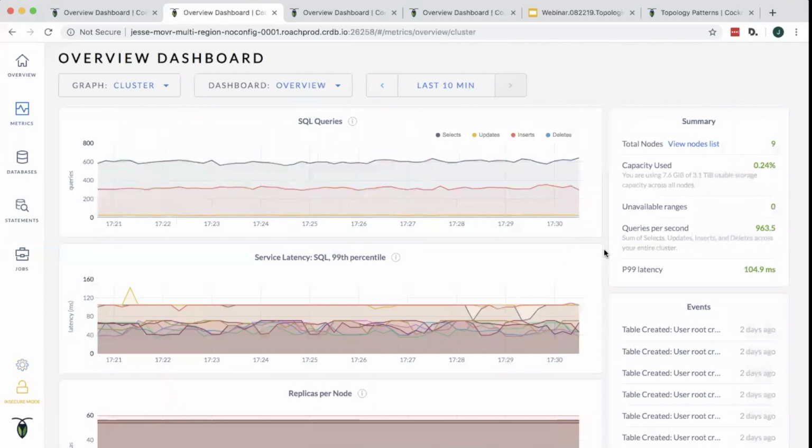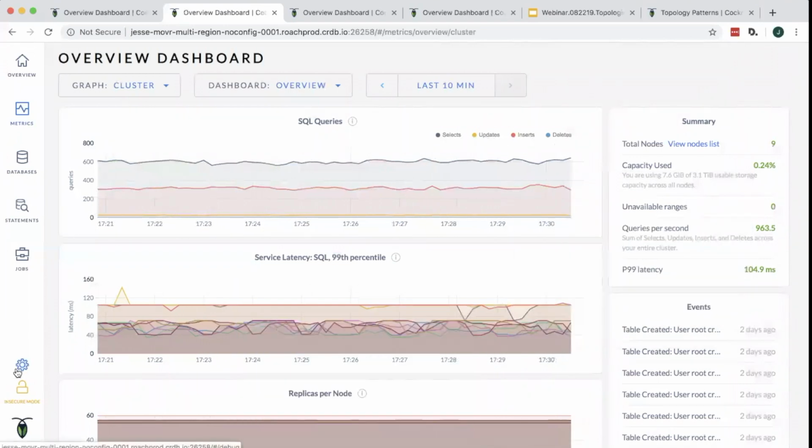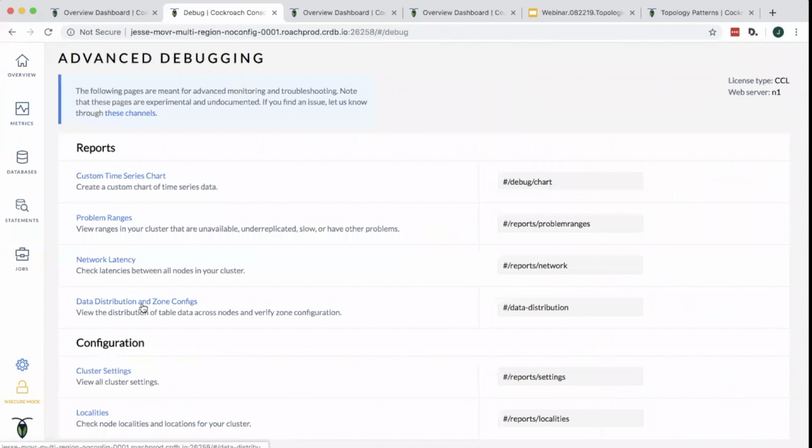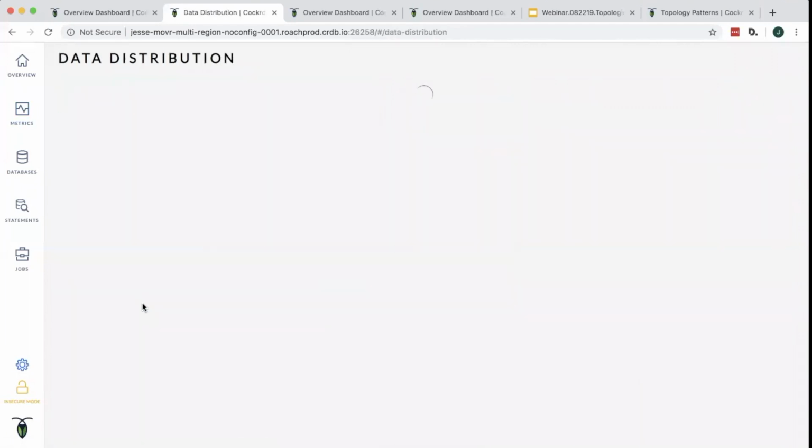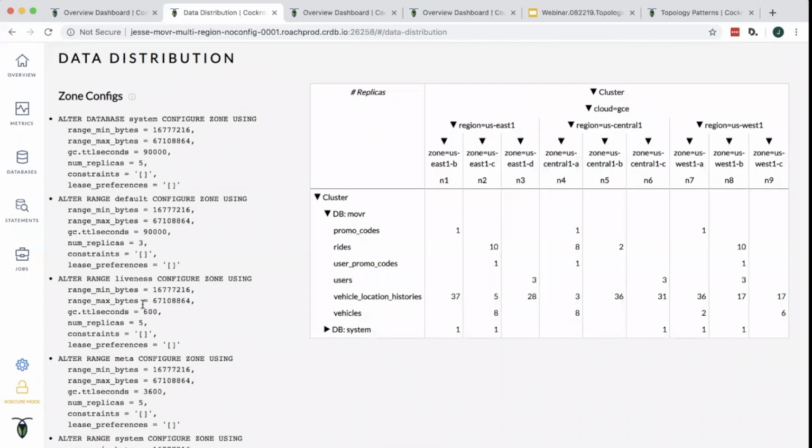And this is just sort of calling out that, when you don't do anything, you're not going to get the absolute best performance that you want. I also want to show you the data distribution page, if it loads up here. Just one second. In the previous cluster, it was in a single region. You saw for a range, there was one replica in each AZ. Now you'll notice, let's look at the promo codes table again, that instead of having one across 3 AZs in a region, now you have one replica in each region.